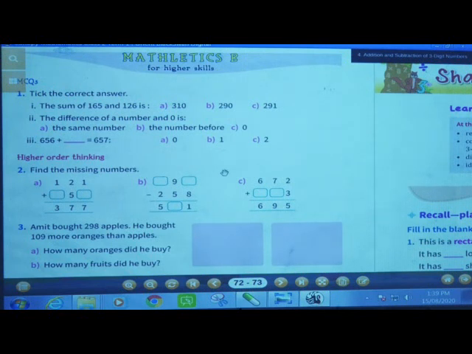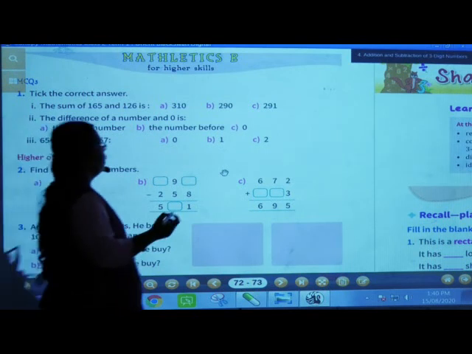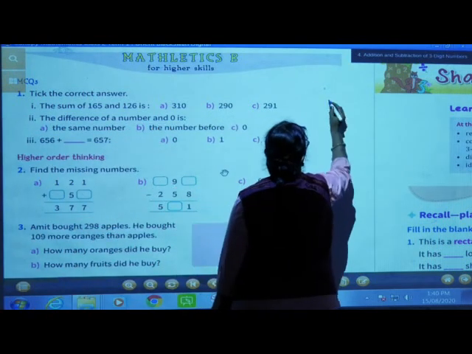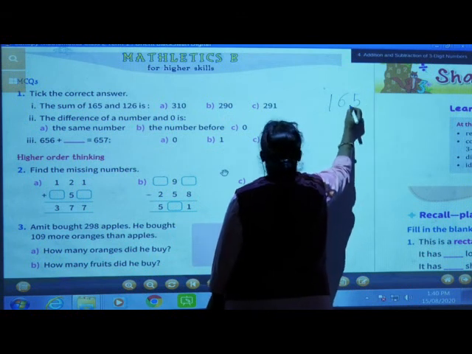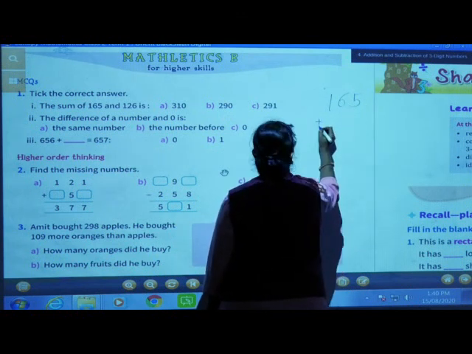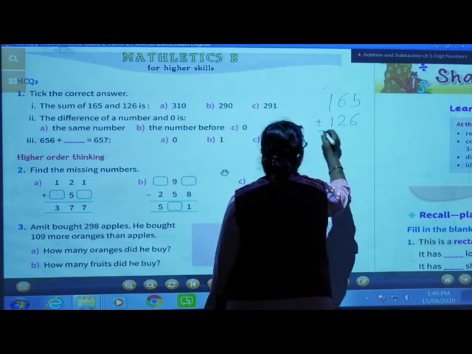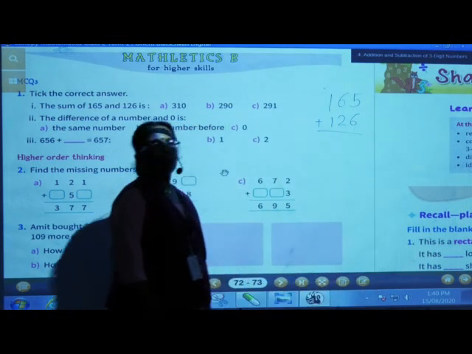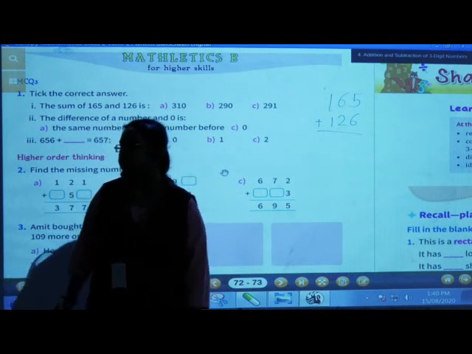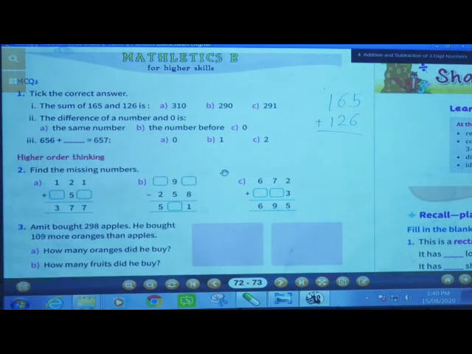Now see here, tick the correct answer. The sum of 165 and 126 is how much? 310 or 290 or 291. So what will you do? You will do it here in rough work. 165 plus 126. So 5 plus 6. In this way you can do the rough work.